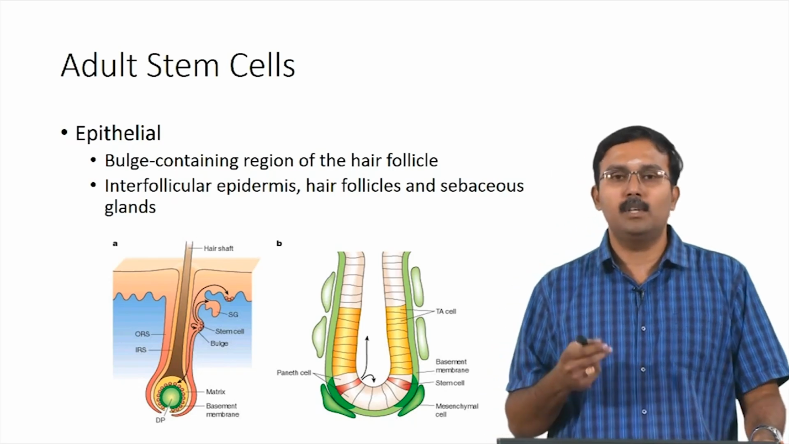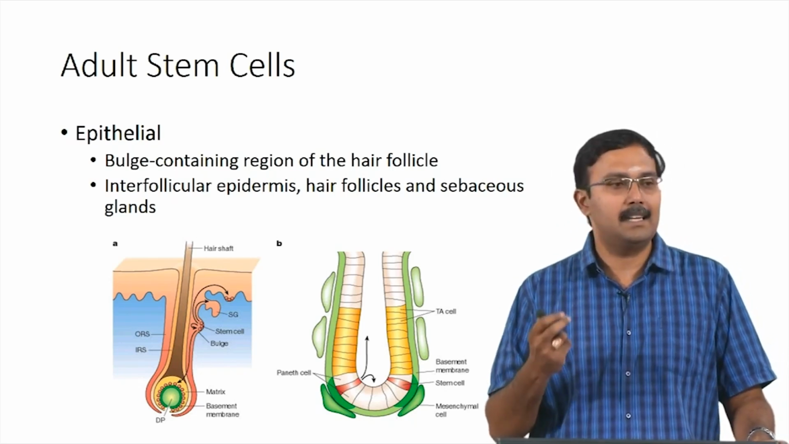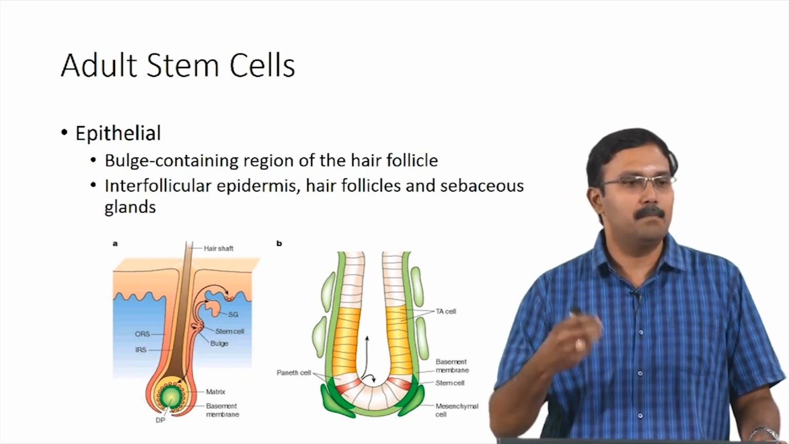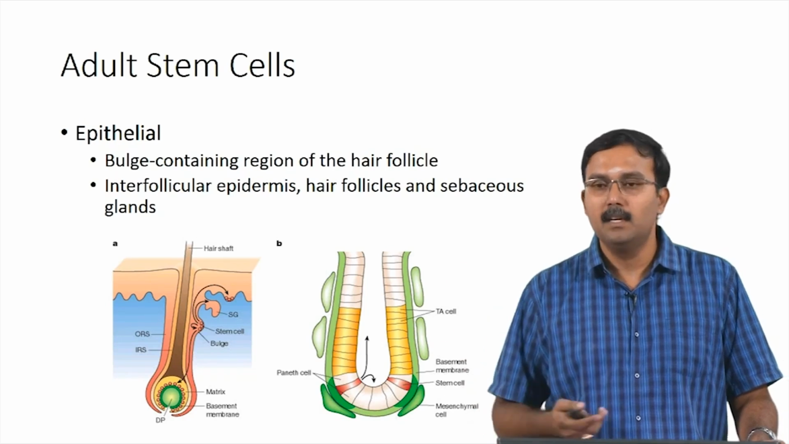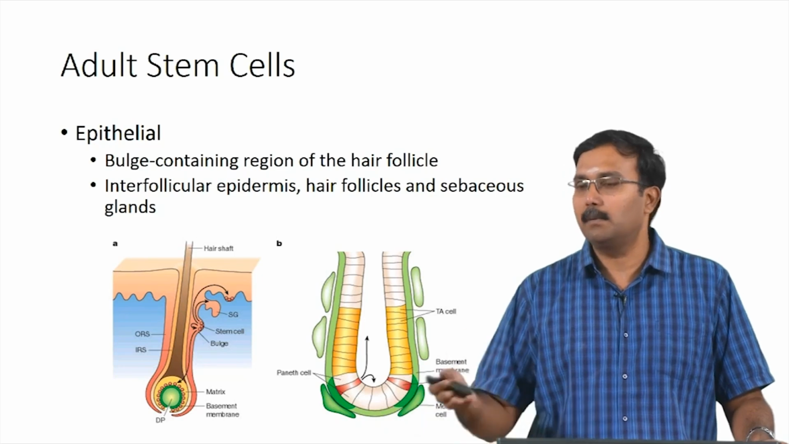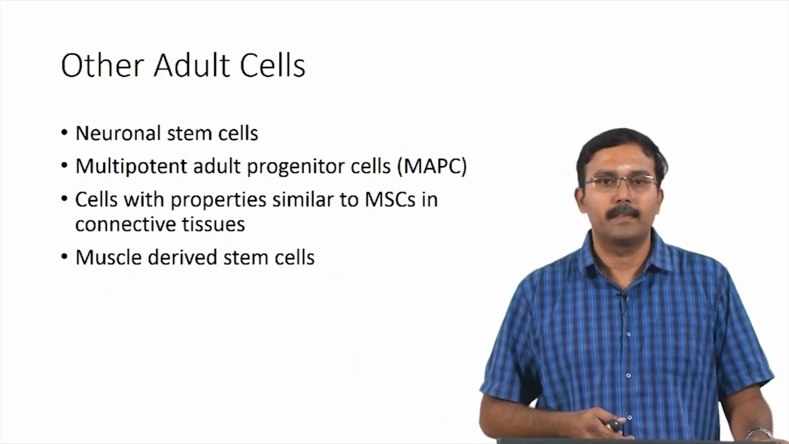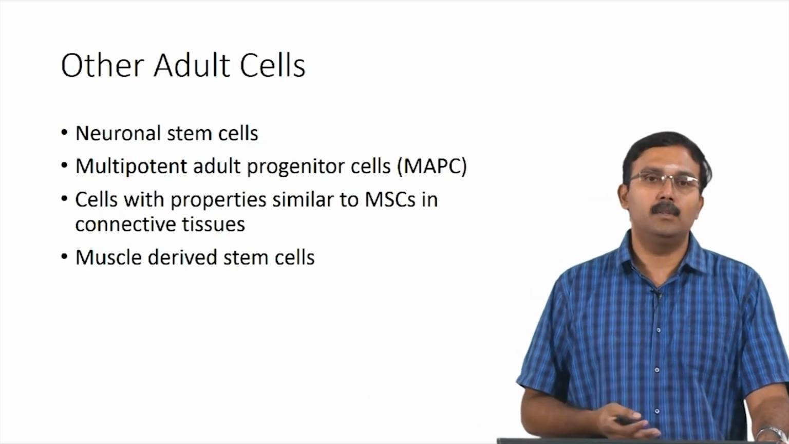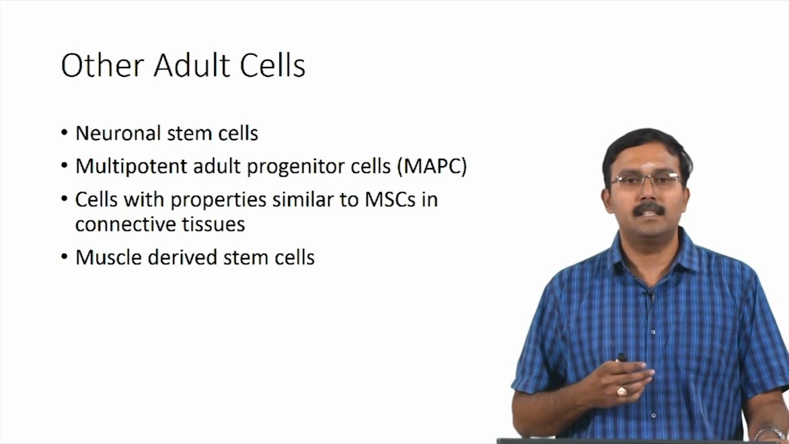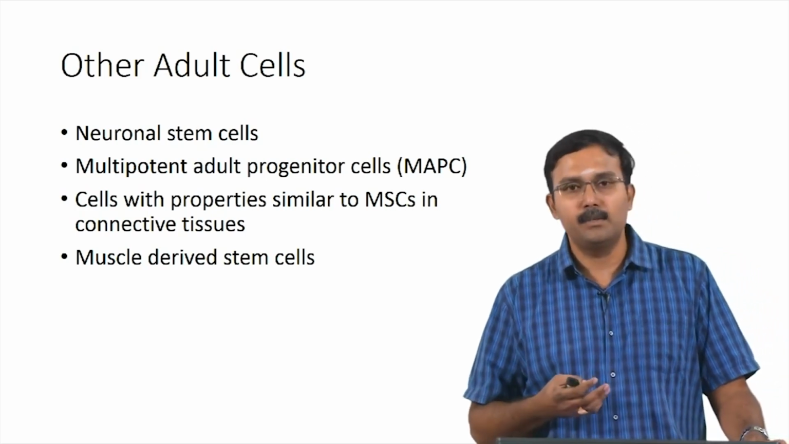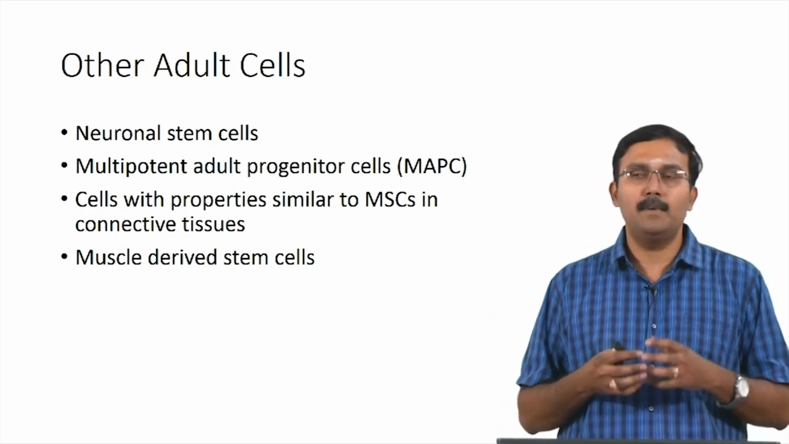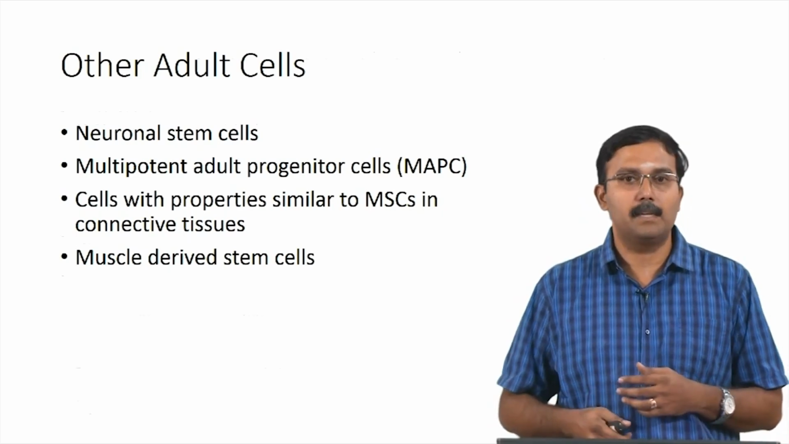Epithelial cells are usually found in the bulge containing region of the hair follicle. As I said, the numbers would be small and it is difficult to harvest them, but they do have the same multipotency as mesenchymal stem cells. Other stem cells are neuronal stem cells, multipotent adult progenitor cells, cells present in your connective tissues, and muscle derived stem cells. So, these are all the different adult stem cells which have been used for different tissue engineering applications.